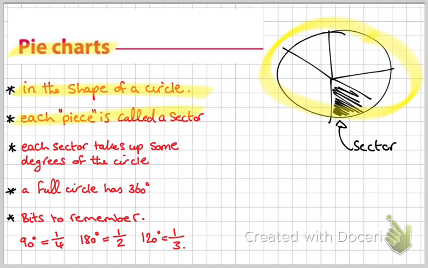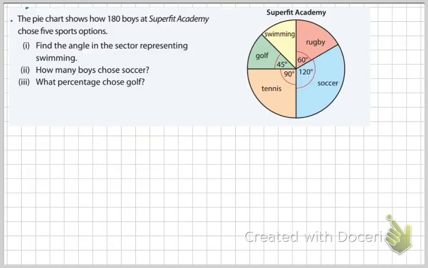So your pie chart's going to be split up into little pieces. Each of these little pieces is called a sector. Each sector will take up some degrees of the circle. A full circle has 360 degrees. That's going to be very important to remember. And then just a few bits that you might want to keep in mind to make your life a little handy. 90 degrees is a quarter of a circle, 180 degrees is half a circle, and 120 degrees is 1/3 of a circle. Okay, so trying some questions.